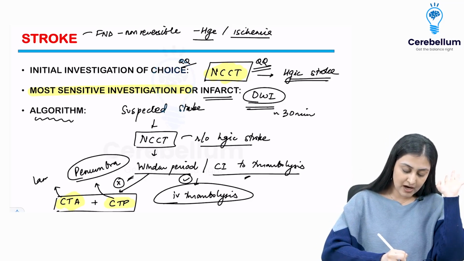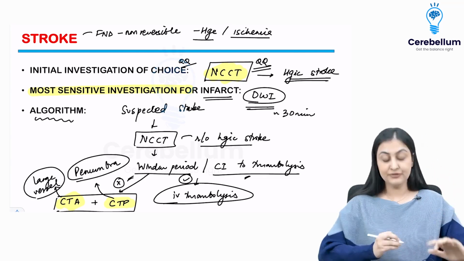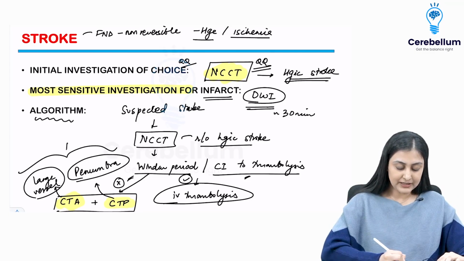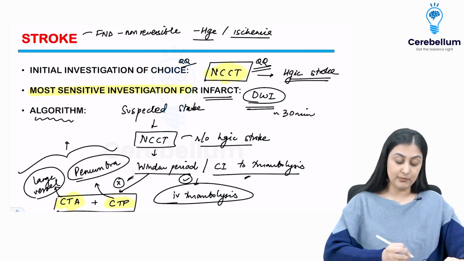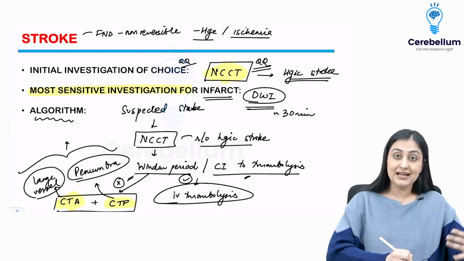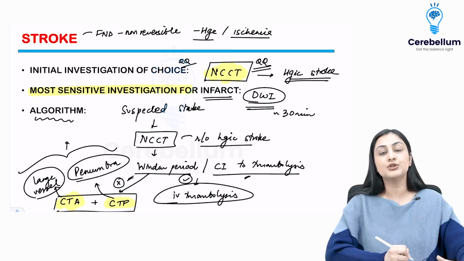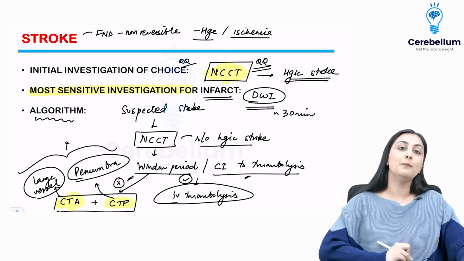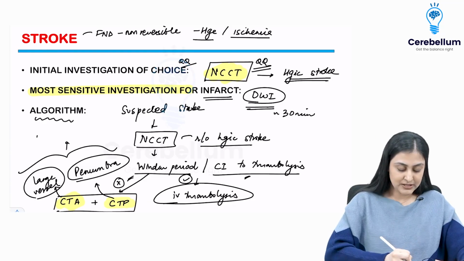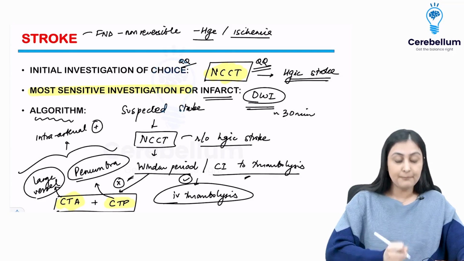One, there is a large vessel stroke, and second, there is a penumbra. If these are fulfilled, then we can go ahead with an alternative form of treatment, that is endovascular management. So we can do intra-arterial thrombolysis, or we can do a mechanical thrombectomy. So here intra-arterial endovascular procedures are possible.